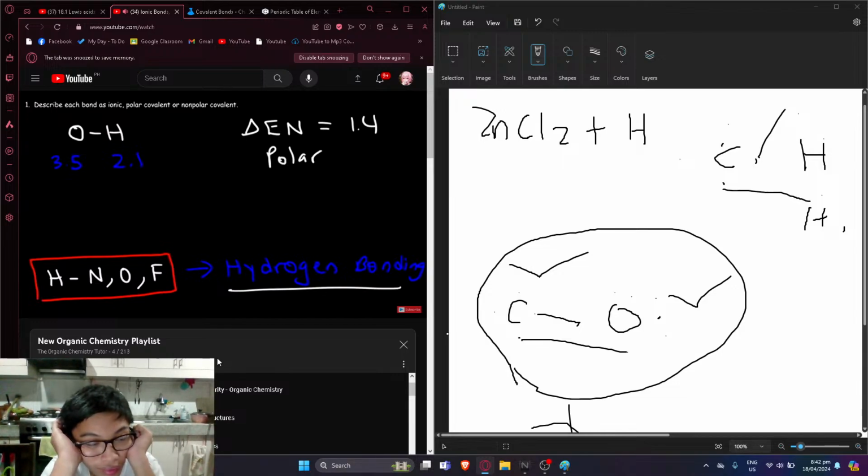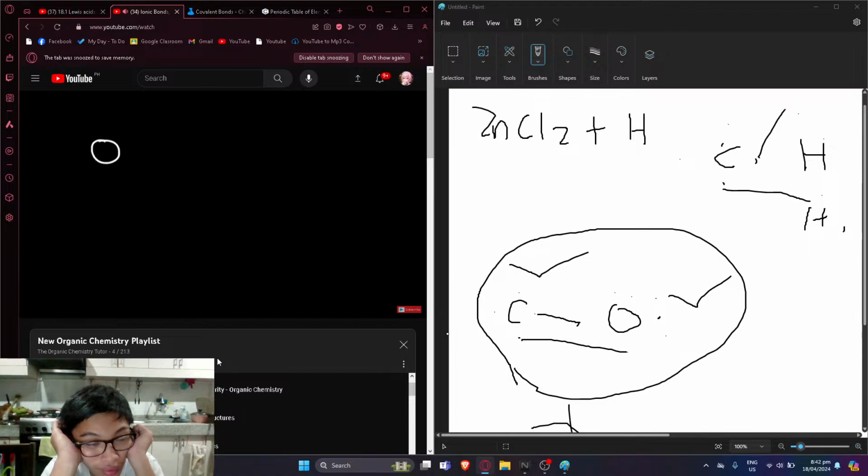Now let's indicate the bond polarity. Because the oxygen is more electronegative, it's going to have the partial negative charge, and hydrogen is going to have the partial positive charge. So to indicate the dipole moment, we're going to draw the arrow towards the more electronegative element.